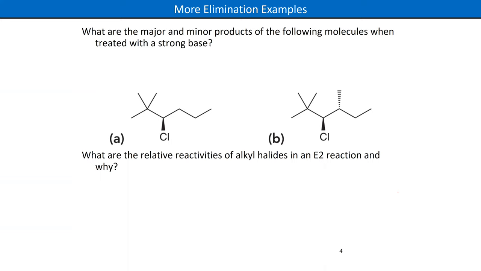So let's do some practice with elimination. Like I said, everybody did pretty well on the quiz, but just to get us back thinking in the right frame of mind, what are the major and minor products of the following molecules when treated with a strong base? And if it doesn't specify sterically hindered, just assume it's not a big bulky thing. So you can just look for your major products and the Zaitsev product. Hydroxide, amide, something like that.